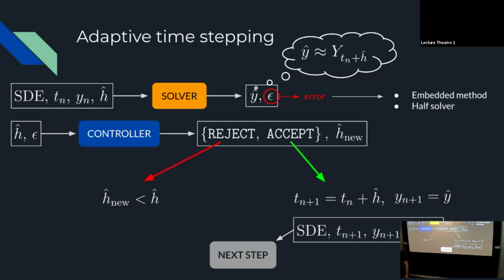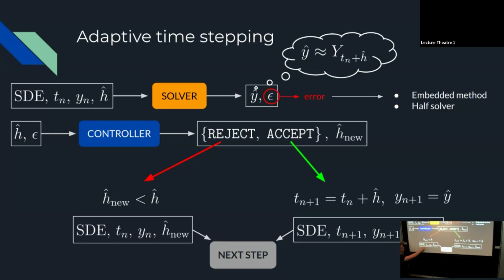But if you reject, then always the new proposed step will be smaller than what you were using before, and you will restart the same step. So you won't continue, you will start again at Tn, but you'll use a smaller step size. And this is the usual control loop. Sometimes the controller can also be fed Yn, Tn, the SDE. There's all sorts of controllers, but we'll be using a PID controller, which comes from industrial control theory, and it just cares about the current step size in the error.